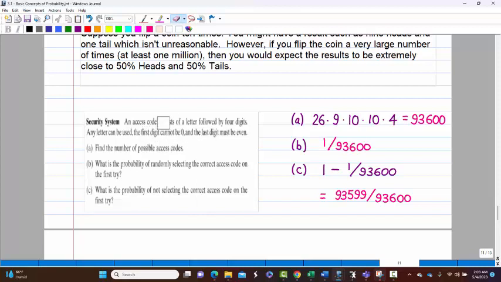Access code is a letter followed by 4 digits. Any letter can be used. The first digit cannot be a 0 and the last digit must be even. So we're assuming digits, 0 through 9. You can assume that unless it says otherwise.